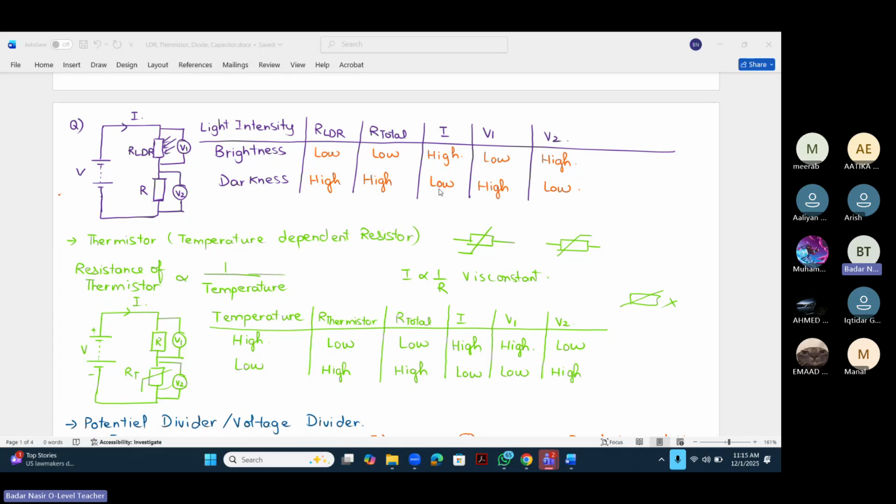One last thing, I'll repeat again. In a series circuit, the voltage across that resistor is less, जिसकी resistance small होगी. The smaller the resistance, the smaller the voltage across that resistor. The larger the resistance, the larger the voltage across that resistor in a series circuit.